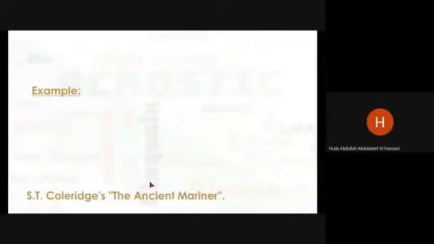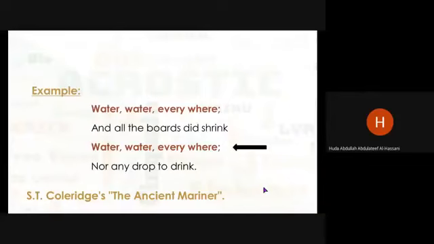For example, from Coleridge's The Ancient Mariner, we have: Water, water everywhere, and all the boards did shrink. Water, water everywhere, nor any drop to drink. Here we have a repetition in this line.